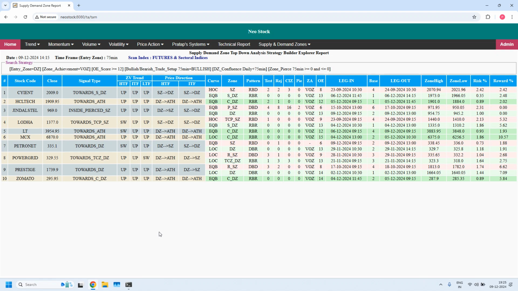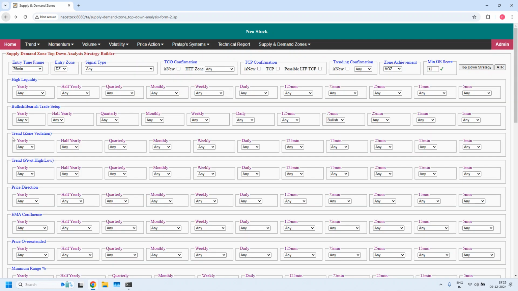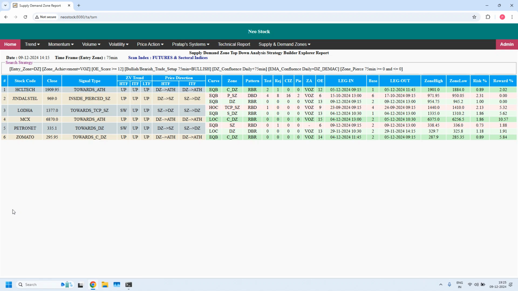So because the 75 minute zone is part of daily and the daily zone is having daily EMA confluence, it's an even higher probability trade setup. Let's verify daily demand zone with daily EMA confluence. With this filter, we got 6 stocks. So these 6 75 minutes demand zones are more high probability trade setup zones, because the 75 zone is part of daily zone and daily is having daily EMA confluence, and some of these demand zones are high liquidity demand zones. That is even much more powerful.